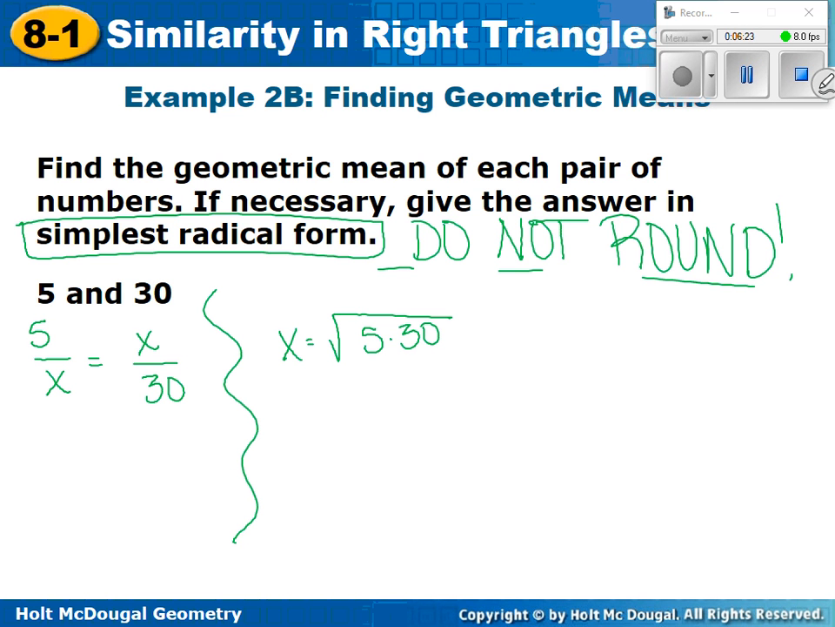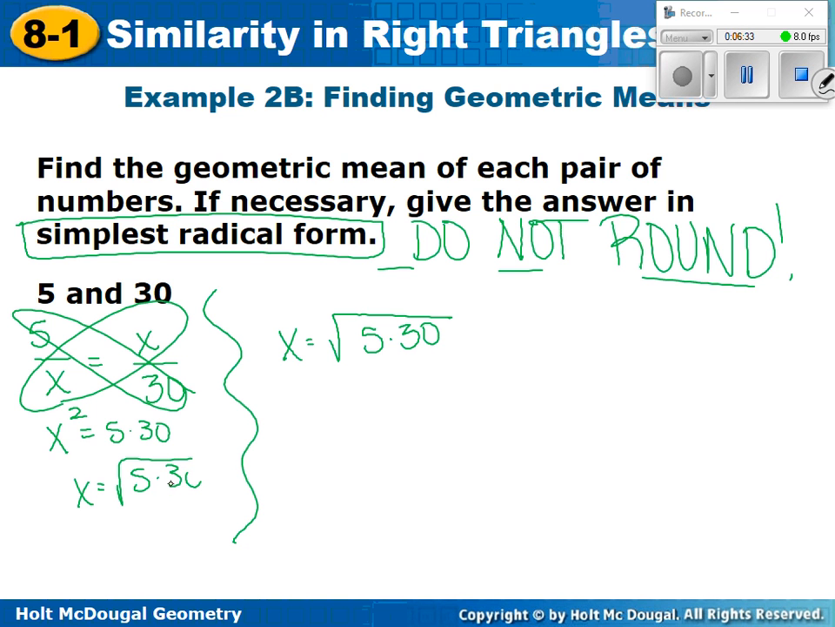Okay? And again, we would get there if we cross multiplied here. X squared equals 5 times 30. Then we took the square root. X equals the square root of 5 times 30. But this is the long way. This would be the shortcut. Questions so far? Is this making sense, what I'm saying?